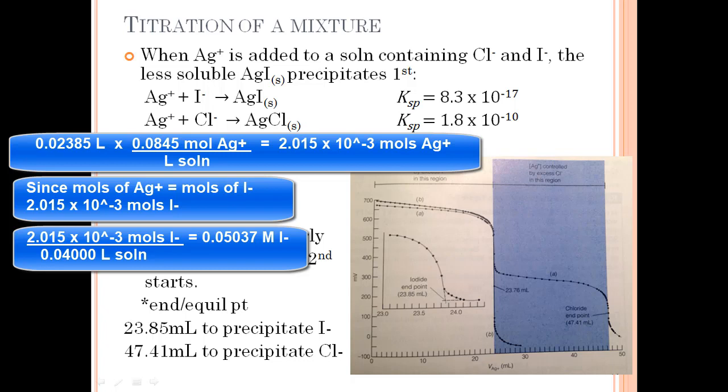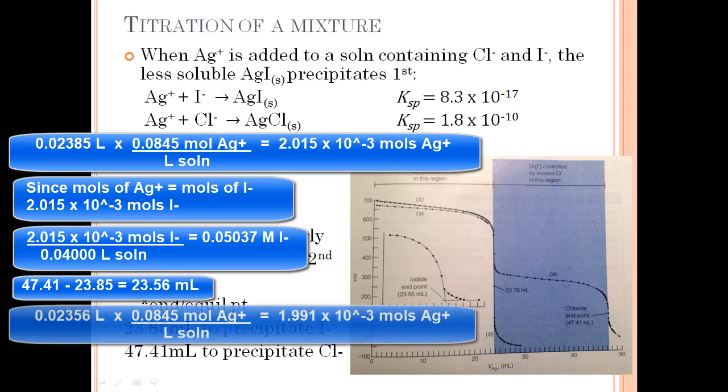So what's the difference between the two endpoints? 47.41 minus 23.85, that's 23.56 mL. So the number of moles of Ag+ that were required to react with chloride is 0.0845, which is the molarity of the Ag solution, times the volume needed for that section of your curve, which was 0.02356 liters. Now, that equals 1.991 times 10 to the negative 3 moles.